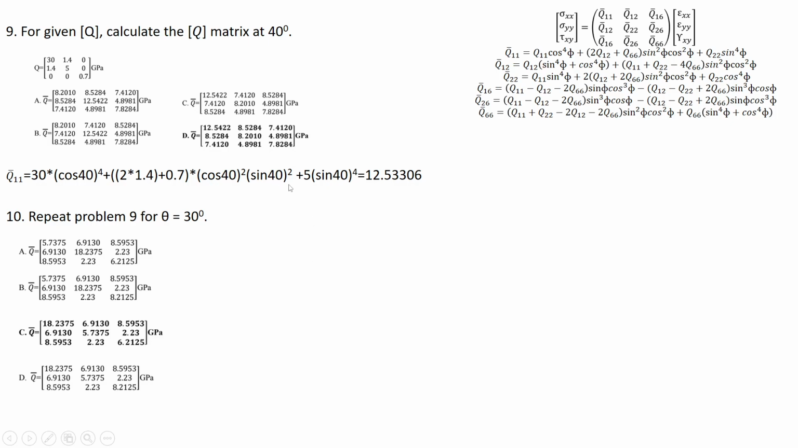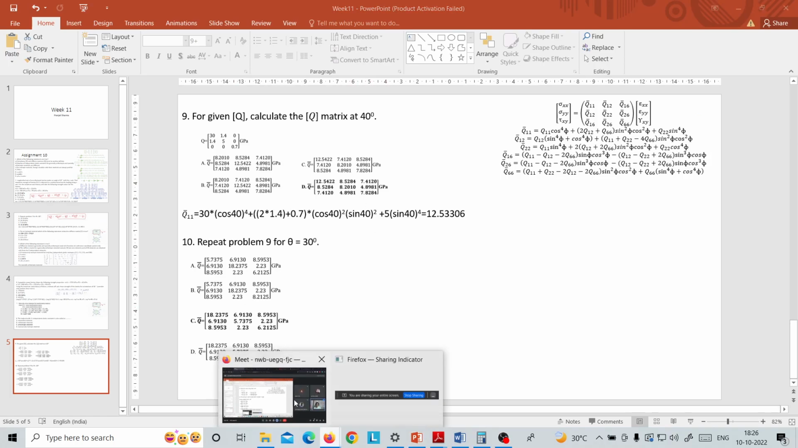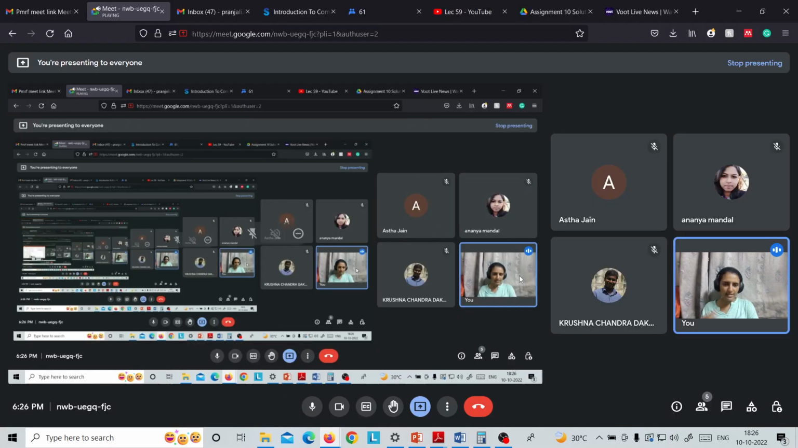The 10th question is the repetition of this one. Only in this particular question, you'll use theta to be 30 degrees instead of 40 degrees. The answer matches overall. So you just need to put these particular equations using this particular matrix, and you'll get the new reformed compliance matrix. So that's all for assignment number 10. Does anyone else have some doubts?